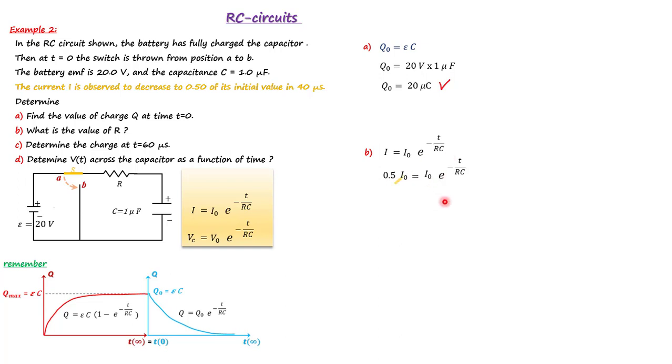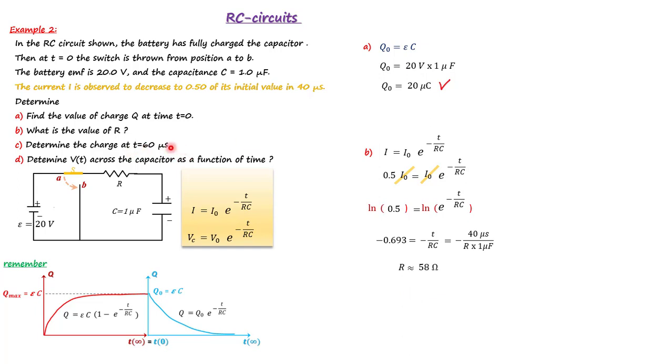So E0's cancel out. So 0.5 is e to the minus t over RC. Take the ln of both sides. This is minus 0.693. And we get rid of the exponential term. We have minus t over RC, minus minus cancel. We already know the value of time, which is 40 microseconds. And we also know the value of capacitance, 1 microfarad. Then from here, we can get R, roughly 58 ohm.